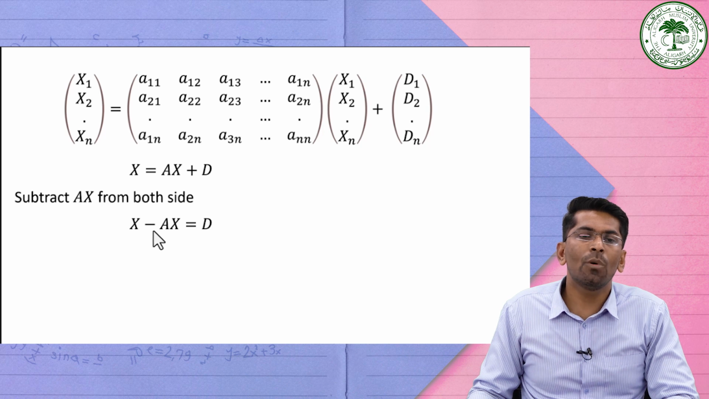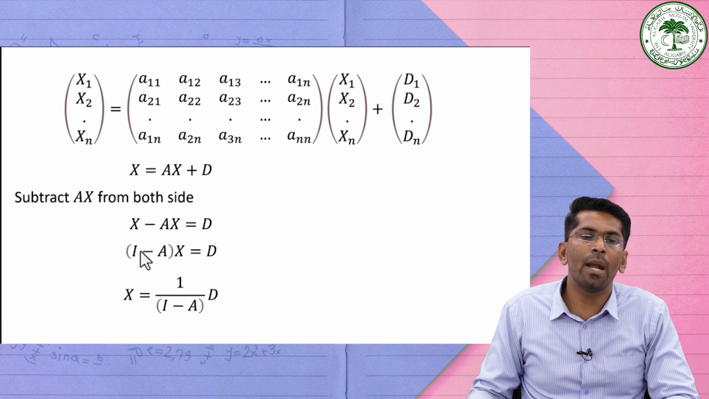Here X is common, we can take the X outside. So what is remaining here? (I minus A) into X is equal to D. And here I is the identity matrix. Now we can rewrite this by taking (I minus A) to the right side; it goes to the denominator and becomes the reciprocal, that is 1 by (I minus A) into D. Taking the denominator into the numerator, X is equal to (I minus A), that is the identity matrix minus the technical coefficient matrix, raised to the power inverse, into D.